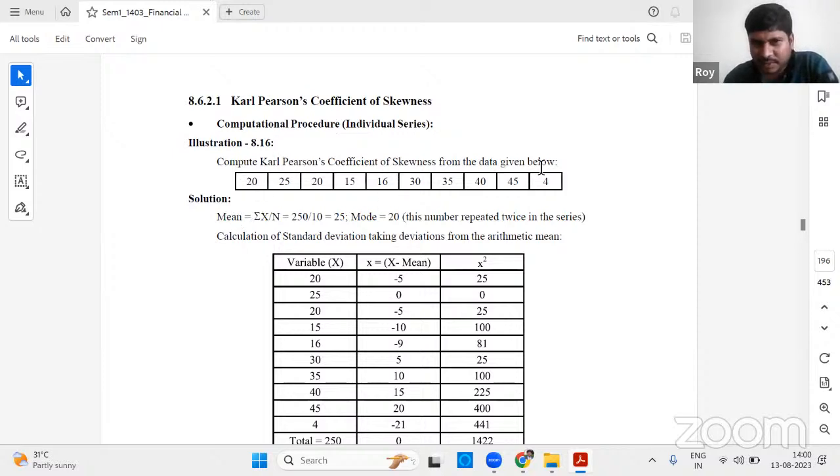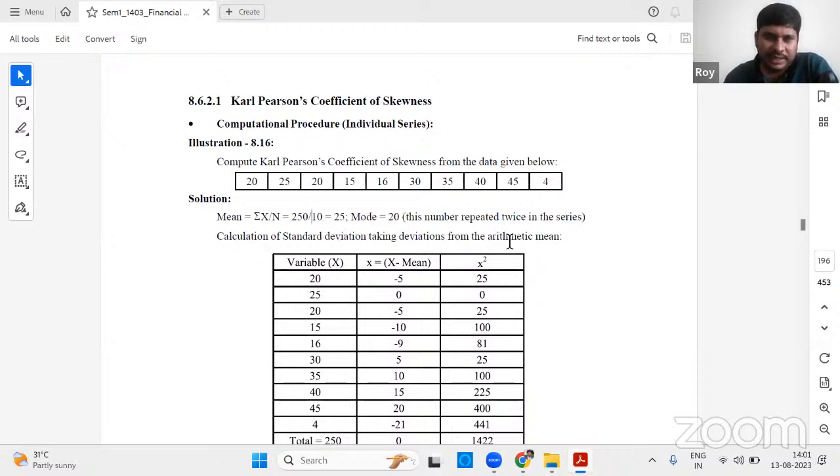The mean we know how to calculate: sum of these divided by the number of items. The sum of this is 250, 20 plus 25 and so on. And of course, when you are calculating the mean, you need not think about keeping ascending or descending order. You add them up, divide by the number of items, and you will get 25. Mode is the one which occurs frequently. Say 20, how many times is there? I think 2 is there. This 2 is not the answer. Whichever value is repeated, that is the answer. Mode: this number is represented twice in the series only.